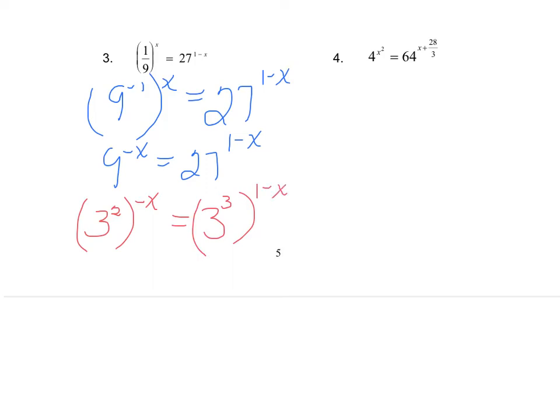So we really can't drop the bases yet, because we're going to have to get rid of those double exponents. So with that being said, we're going to multiply the exponents because it's the power to a power rule. So we have 3 raised to the negative 2x power, and we have 3 raised to the 3 minus 3x power. Now we have common bases. So now we can drop the bases, set the exponents equal to each other, and solve.